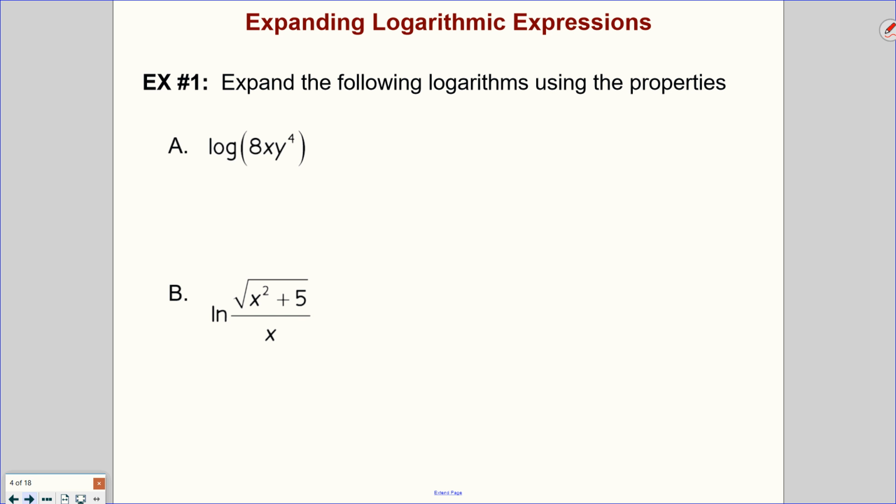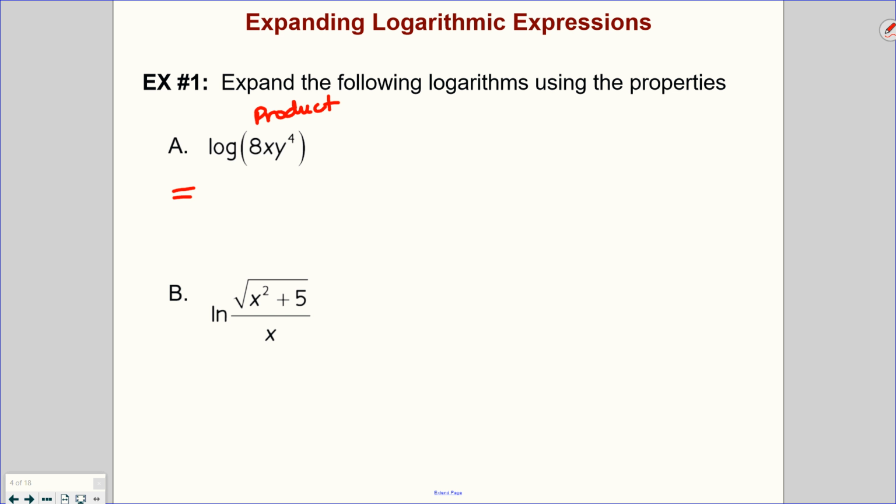So we want to expand the logs using the properties. And so there's a lot of reasons in other math classes later for sure that we need to be able to expand these things. It helps us with some of the things that we do in calculus, especially to make it easier on us. So we have a product.